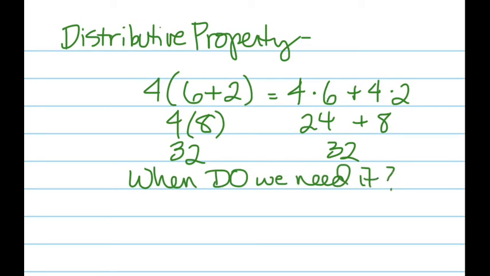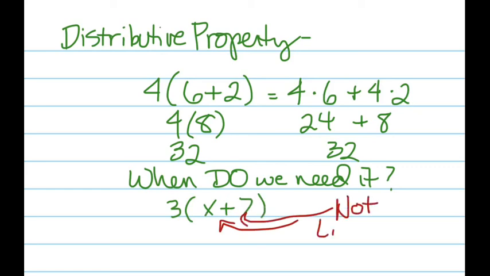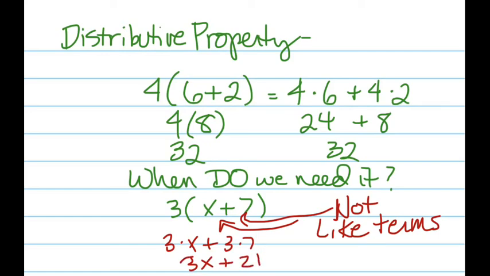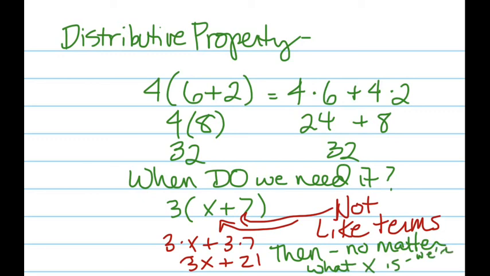When do we need the distributive property? Well, we need it when we have something like this. We need it when we don't have like terms. Because this way, no matter what x is, if we just multiply the 3 by the x and 3 by the 7, because we saw how that worked on the right side up above, we're going to get the same answer no matter what. So no matter what x happens to be, we're going to be okay because we followed the right rules. The distributive property will hold. Or I should say the distributive property will allow us to get the right answer.